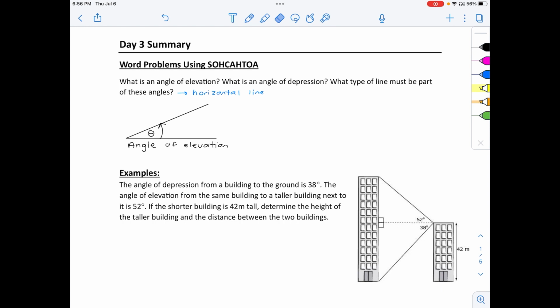So an angle of depression is similar in the sense that it always starts with a horizontal line as well. However, instead of opening up like we did before, if you think elevation makes you think up, depression makes you think down. So instead of opening up, it would be like if we started from the horizontal and we opened down, down, down like this, and the angle was here. Okay, so this is the angle of depression, and it is from the horizontal opening down.